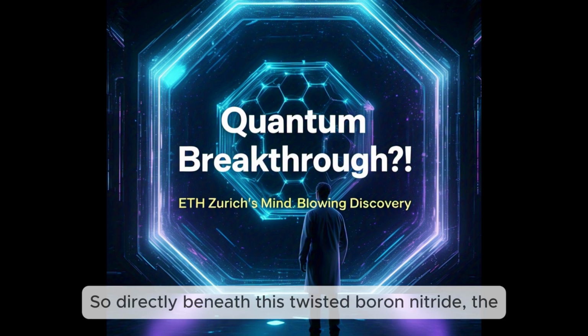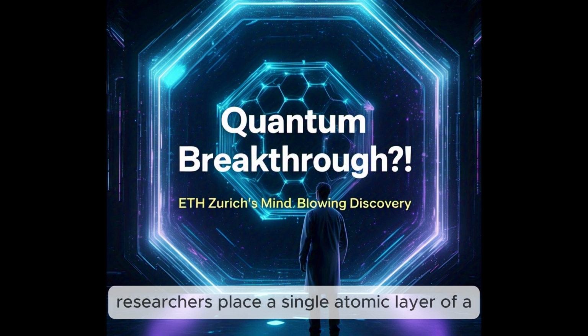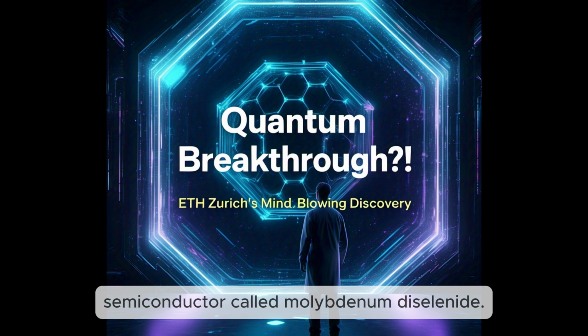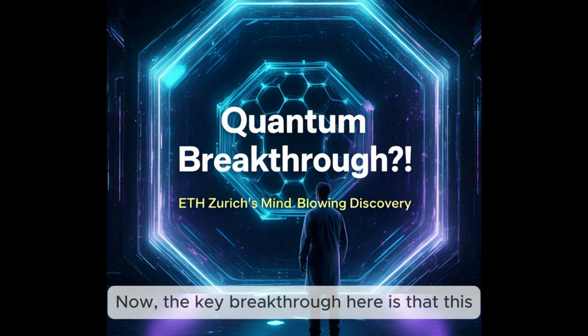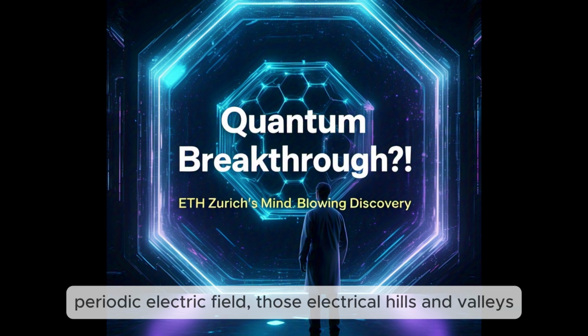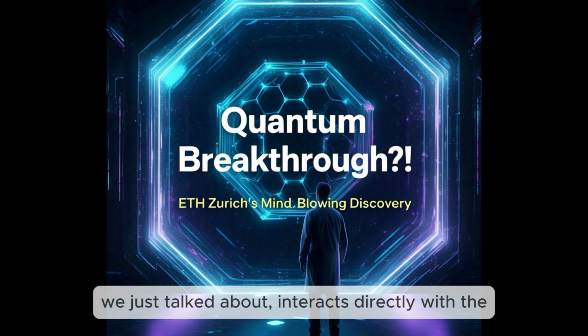So tell us about that. Okay, so directly beneath this twisted boron nitride, the researchers place a single atomic layer of a semiconductor called molybdenum diselenide, or MoSe2. Now, the key breakthrough here is that this periodic electric field, those electrical hills and valleys we just talked about, interacts directly with the electrons in that molybdenum diselenide layer.